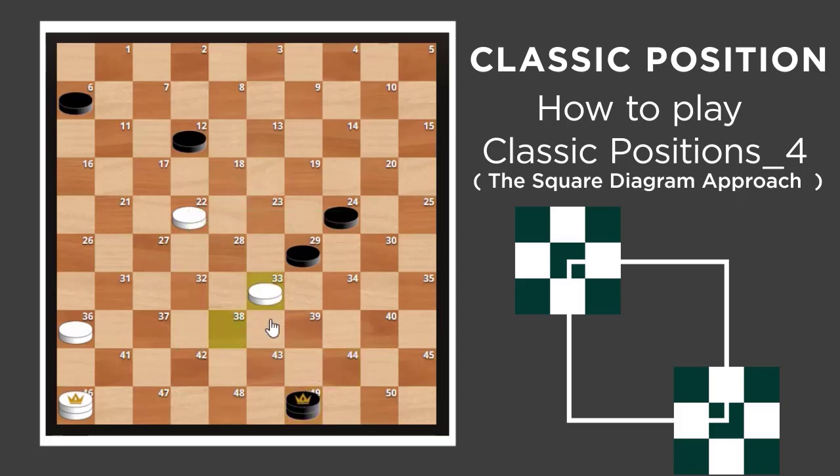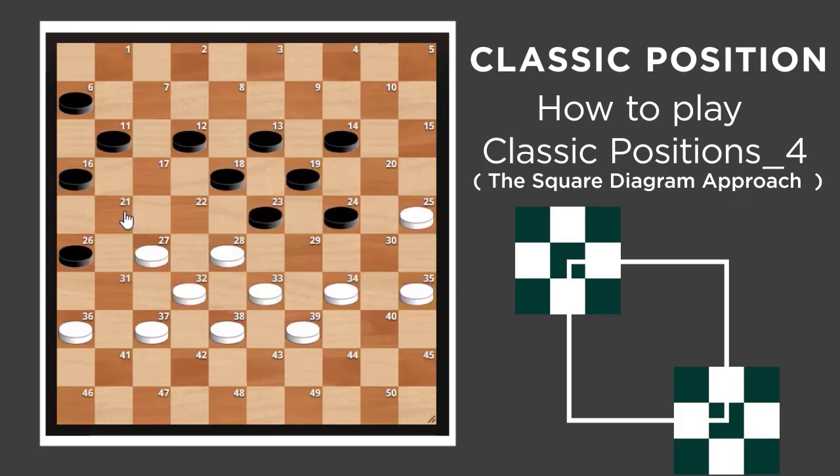White will have to give, and then we'll also play 22, 18, and then the game will end in a draw. Let's look at the other variation. As black played 21, 26, white can also play 34, 30. So 34, 30 is played. Then black will also respond by playing 11, 17.